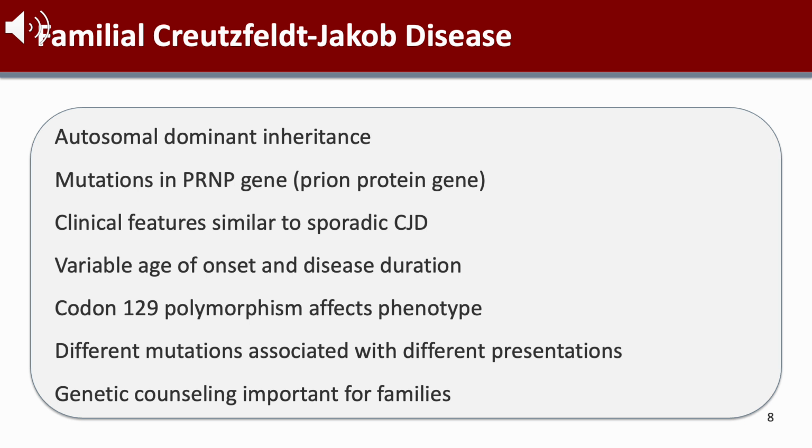The polymorphism at codon 129 of the prion protein gene significantly influences the clinical phenotype, with methionine homozygotes typically showing different disease characteristics than valine homozygotes or heterozygotes. Genetic testing and counseling are essential components of care for affected families.